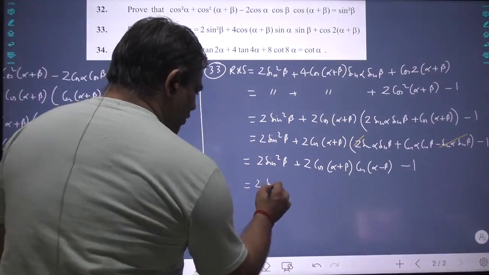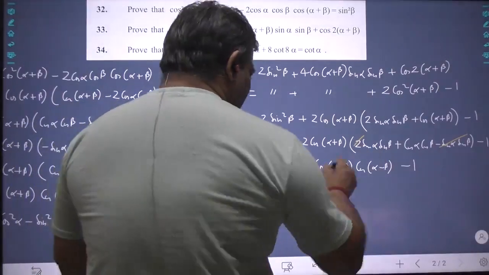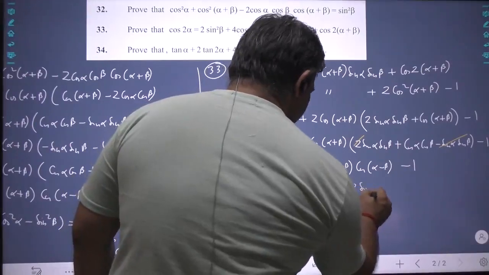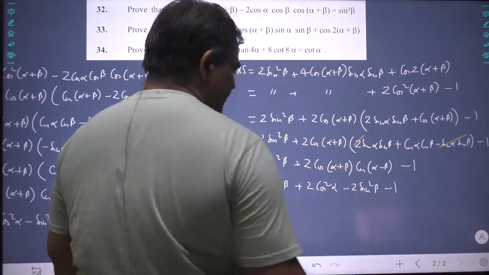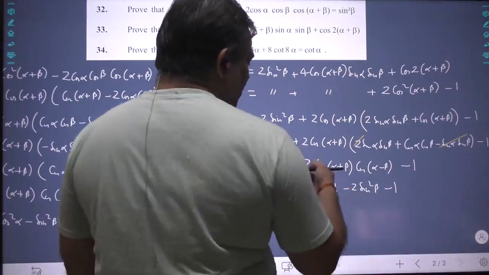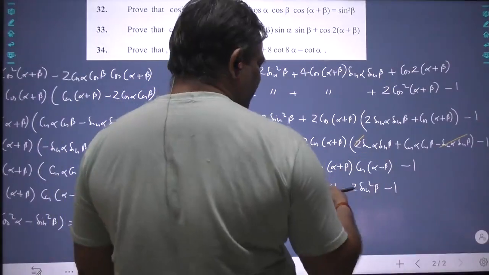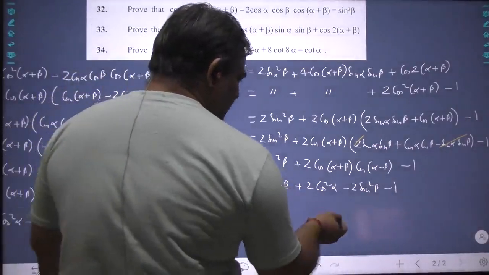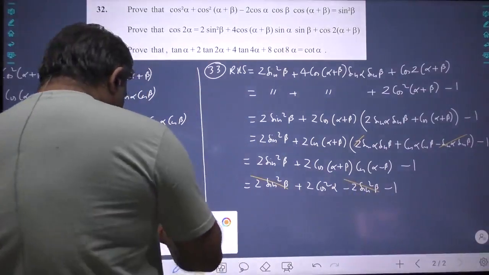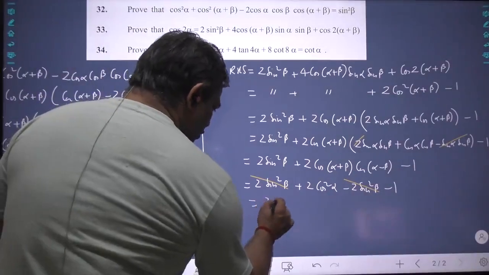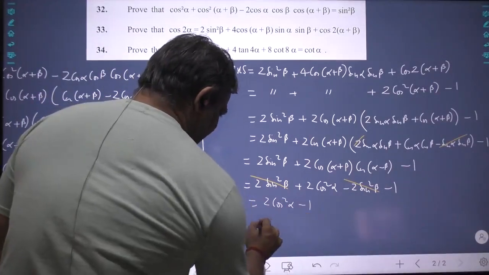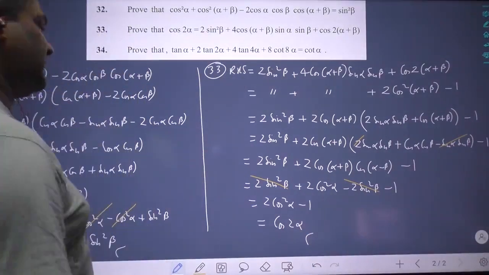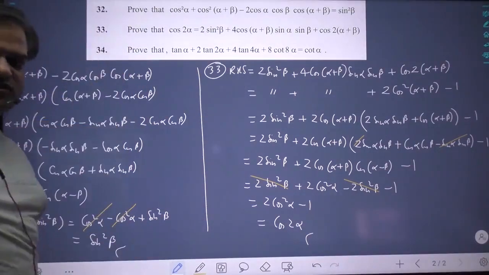So we have 2 sin square beta. Now expand this. So 2 cos square alpha minus 2 sin square beta minus 1. Simply I use the formula cos alpha plus beta into cos alpha minus beta, cos square alpha minus sin square beta. Again 2 sin square beta gets cancelled and we are left with 2 cos square alpha minus 1, which is cos 2 alpha. Yes, copy down, then I will do the third question. Please copy.